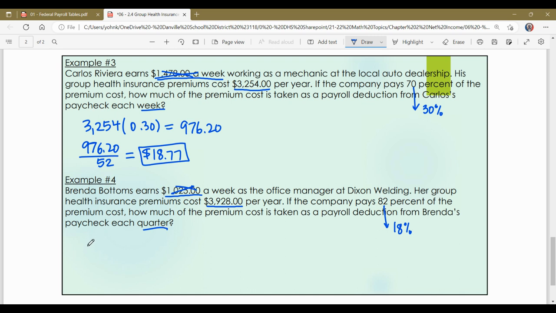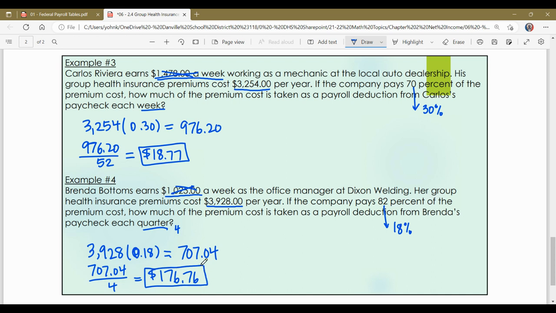So I need to take the yearly cost, $3,928, and I need to multiply by 18%. Brenda got lucky. She doesn't have to pay very much. She is responsible for $707.04 of her insurance premium. Now, she gets paid each quarter, which there are 4 paychecks if you get paid quarterly. So I need to take 707.04 and divide by 4. This will give me $176.76.